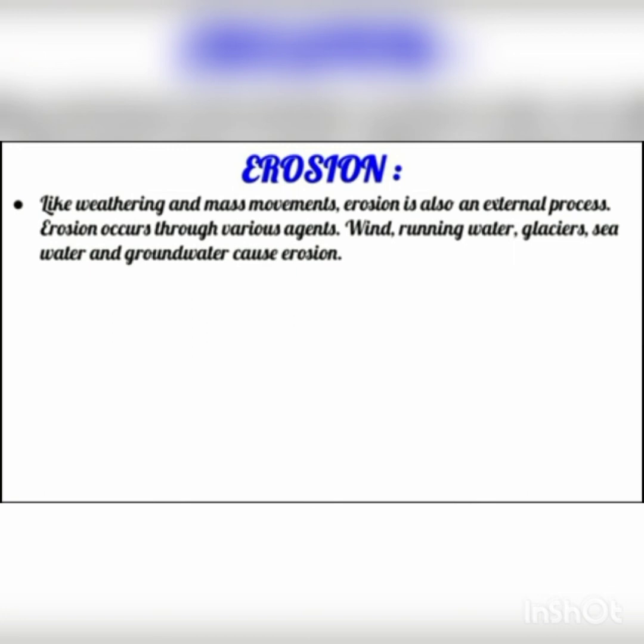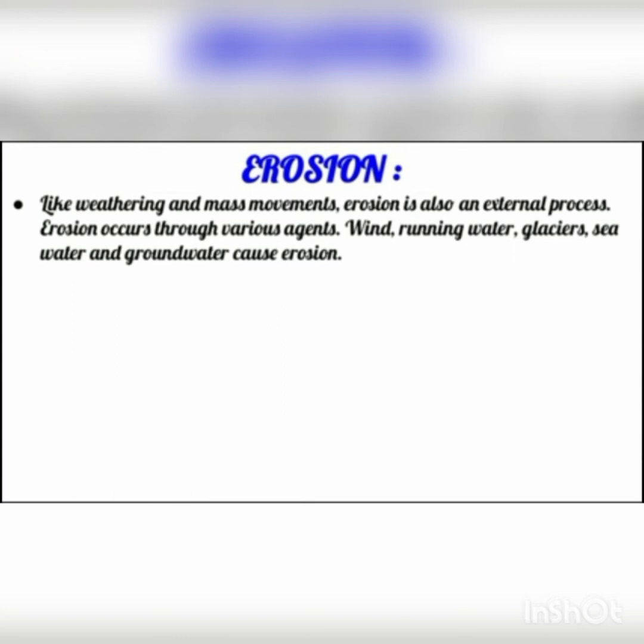Now students, I hope you have understood this chapter. In this chapter we have studied the different forms of weathering in the external process: mechanical weathering, chemical weathering and biological weathering, along with the rapid mass movements and the slower mass movements. I hope you have understood this chapter.